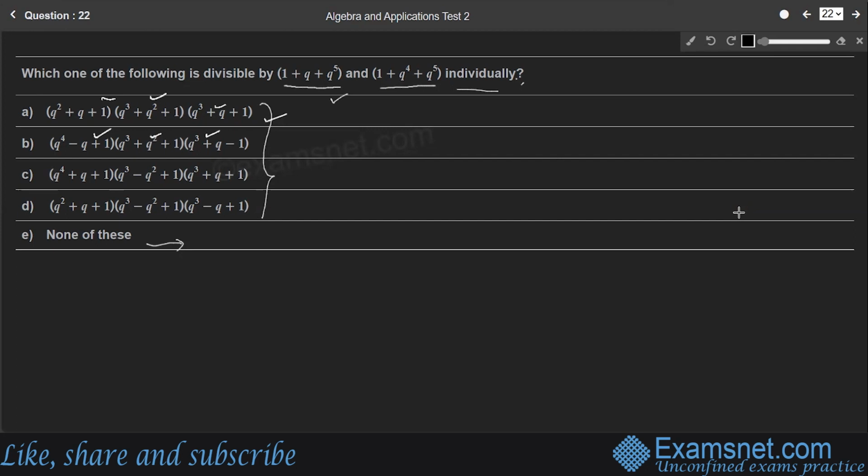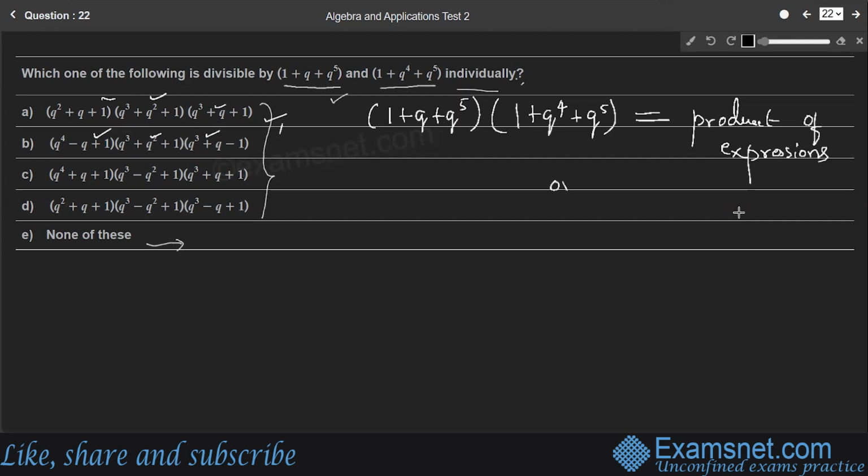So the product of the given two expressions, that means 1 plus q raised to 5 into 1 plus q raised to 4 plus q raised to 5, should be equal to the product of the given expressions in the options, or a multiple of the product of the given two expressions, right?